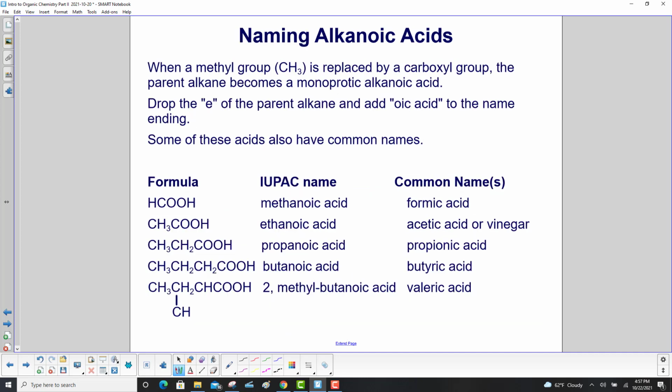When a methyl group is replaced by a carboxyl group, the parent alkane becomes a monoprotic alkanoic acid. So to name it, you drop the E of the parent alkane and add oic acid to the name ending. Some of these acids also have common names. So here, for example, is methanoic acid, also known as formic acid. I think ants secrete that for defense. Ethanoic acid becomes acetic acid or vinegar. Propanoic acid becomes propionic acid, etc.